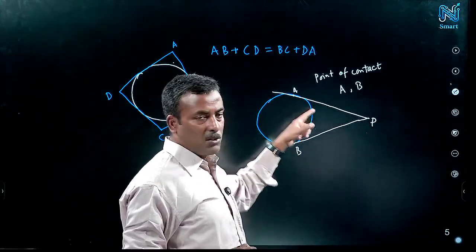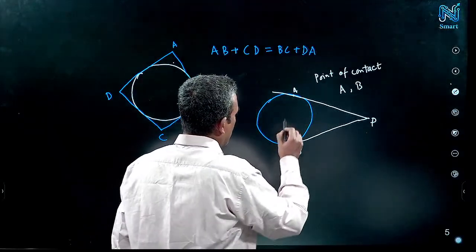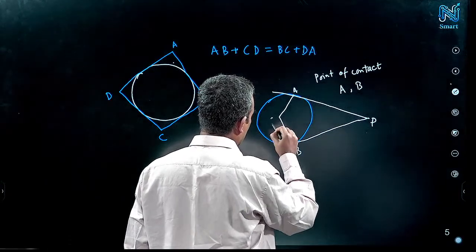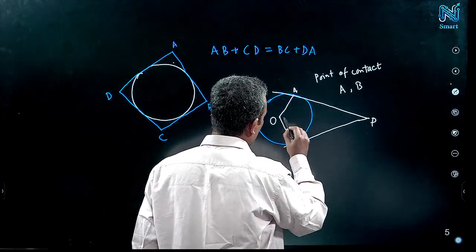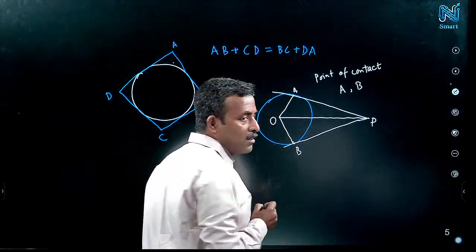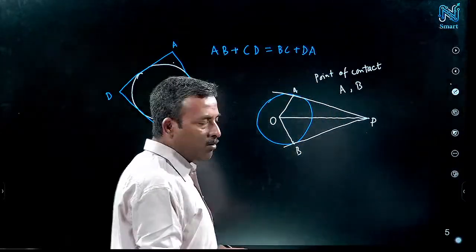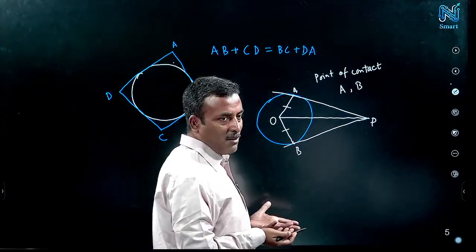Now we know that in that situation PA is equal to PB. How do you prove that? Join the center, say O is the center. Then we have two different triangles APO and BPO, and they are congruent, right? Why are they congruent? This is equal to this always by definition of circle.